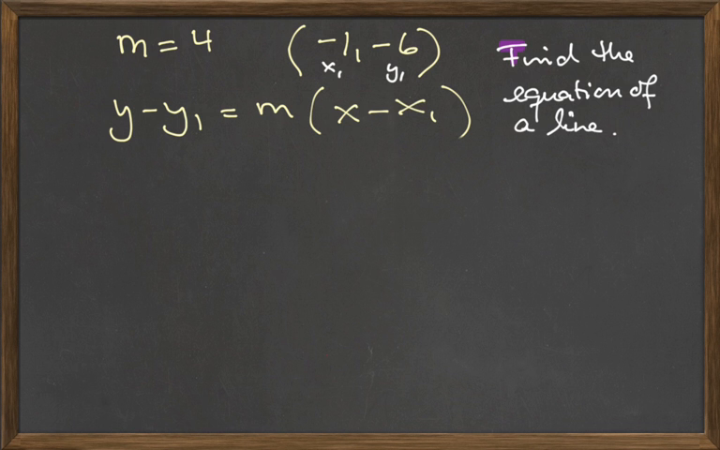We have m equals 4, and we have the point (-1, -6), and that is actually number 50 in the book. Find the equation of a line.